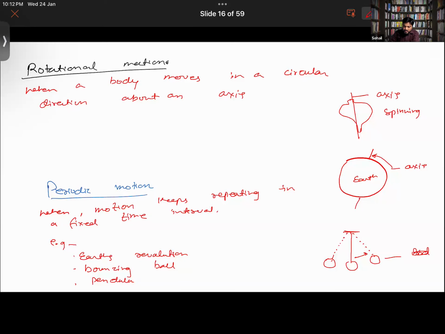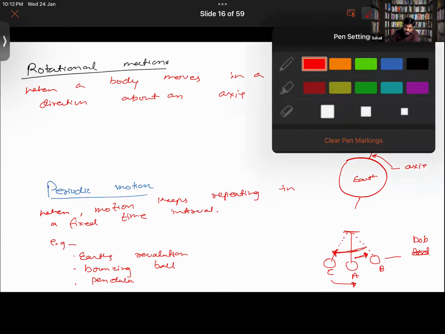Okay, no, B-O-B, bob. So when you see the pendulum in a watch, in a clock, you get to see that it moves from its position A to B, and from position B it goes to position C and then again comes back to position A. Let me repeat, it moves from position A to B. And then from B, it moves to position C. And then from C, it comes to position A.